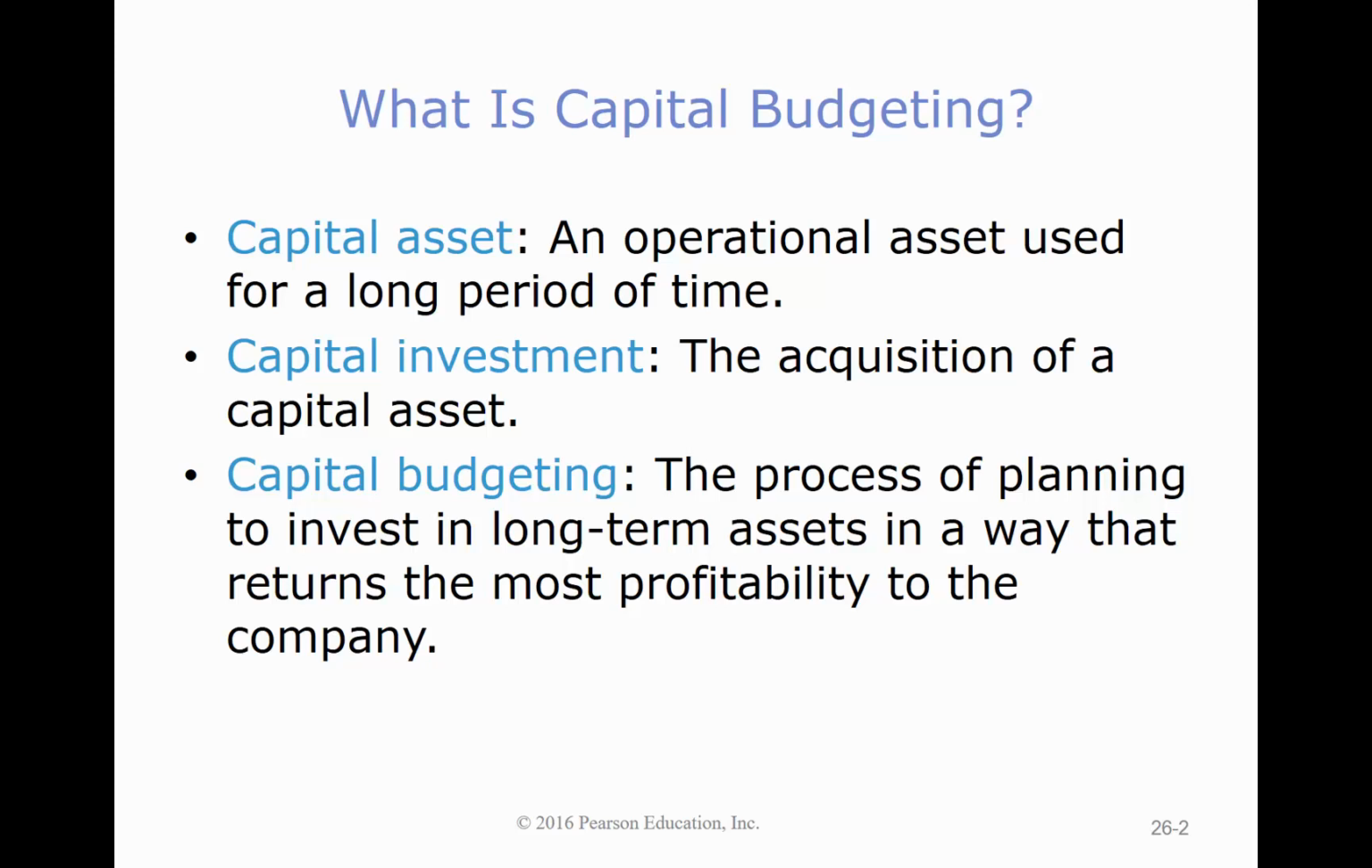Hopefully business owners don't just randomly decide, I'm going to buy a $1 million piece of equipment. Instead, they have a plan in place. We're going to buy this piece of equipment. We expect it will last this long. We expect it will generate this many units, whatever, right? That's capital budgeting.